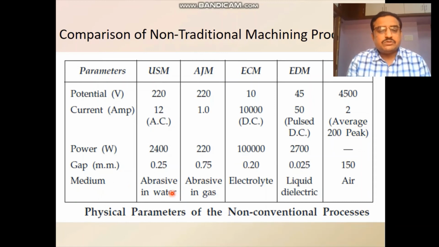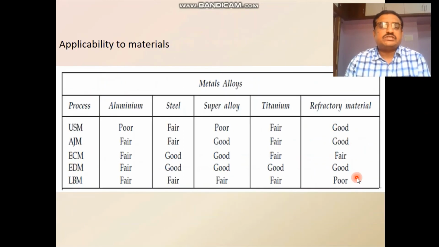And the medium used in USM is water, with abrasive mixed with the water. Then in AJM, abrasives are mixed with gases, so abrasive jet machining. In electrochemical machining, electrolyte is used. In electric discharge machining, liquid dielectric is used. And in laser beam machining, air is used. So these are the input parameters used with the different advanced machining processes.